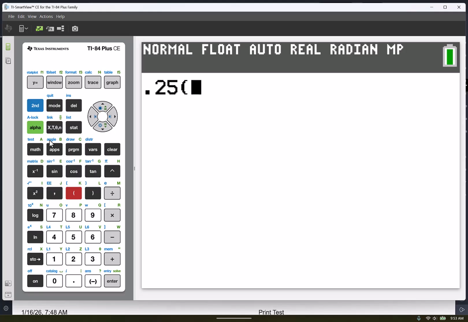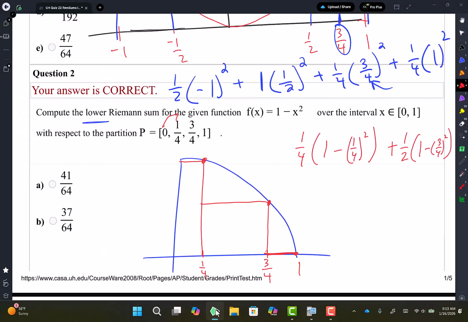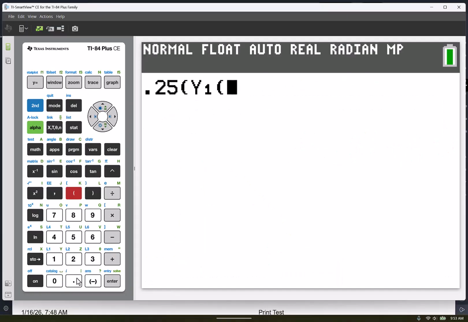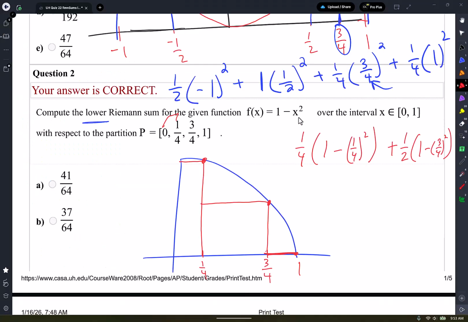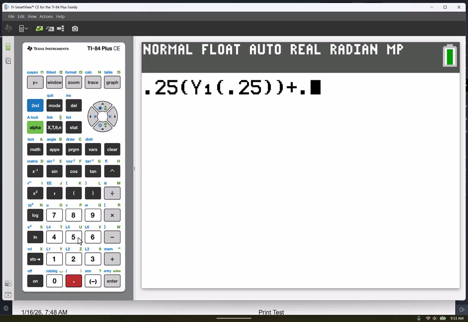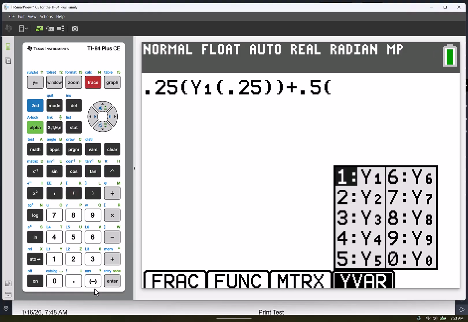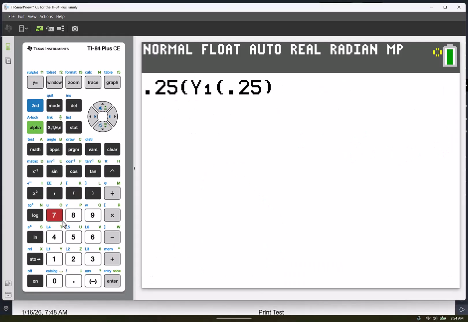0.25 times alpha trace y1 at what y value? At what x value? 0.25. Close, close. Plus, and then what's the other? Well, I put 1 minus x squared and y1. So now I can just type in the x coordinate. And then plus 1/2. So 0.5. Open parenthesis, alpha trace y1 evaluated at what x value? 0.75. Close, close. So here we go.